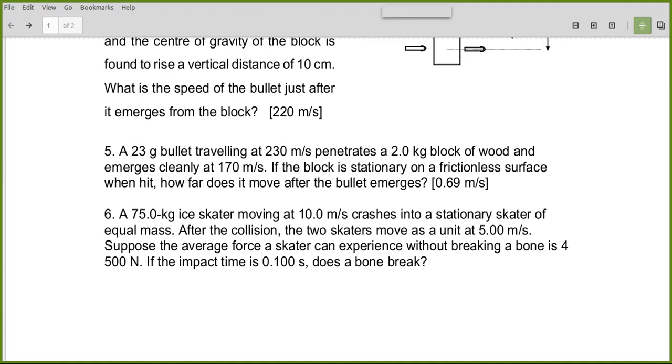I hope you're ready and I hope you tried it. If you haven't, you can just pause the video and try it. Try to find the final velocity of the block after collision. If you've tried it and you just want to confirm, then just hold on.